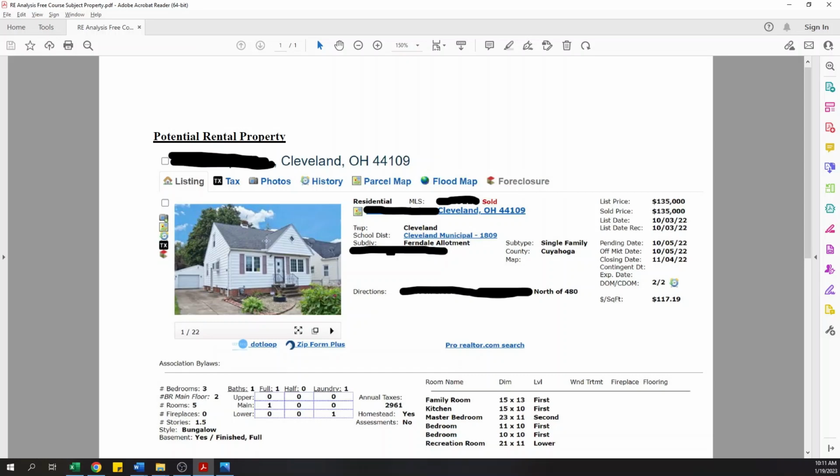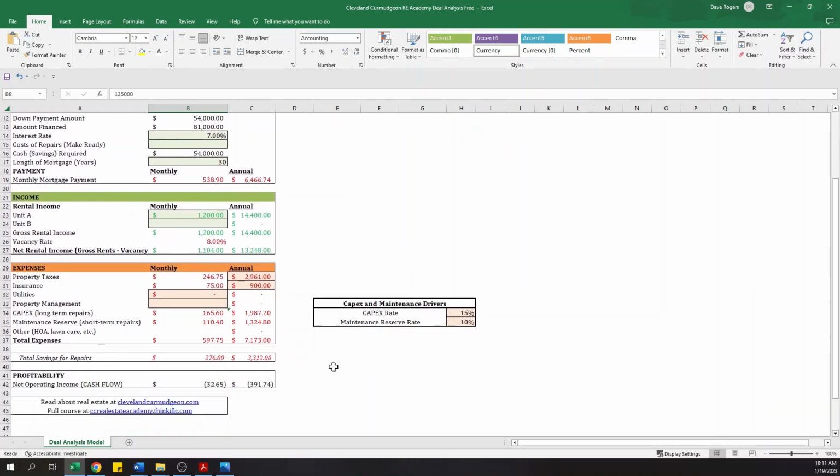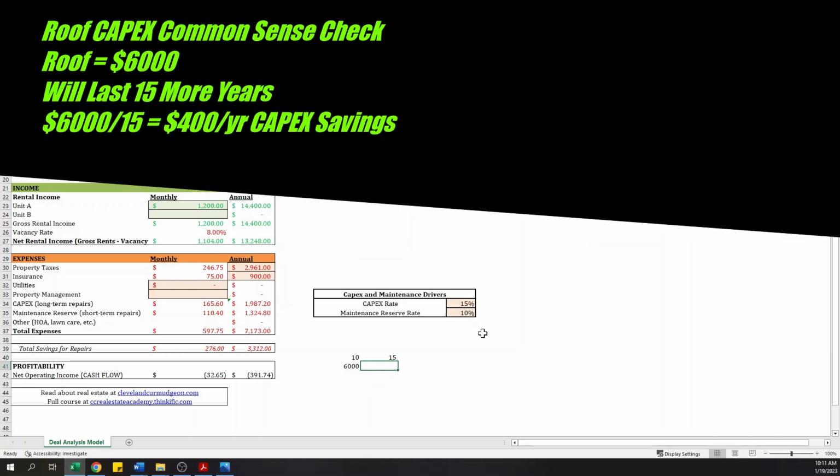So let's say, for example, this roof is only 10 years old, okay? A roof should last us 25 to 30 years. So we're going to say our roof is 10 years old. Let's say it's going to last 25. We'll be conservative. So I have 15 years of time to save. Now, a roof is going to cost me $6,000. So I have $6,000 that I need to spend at some point.